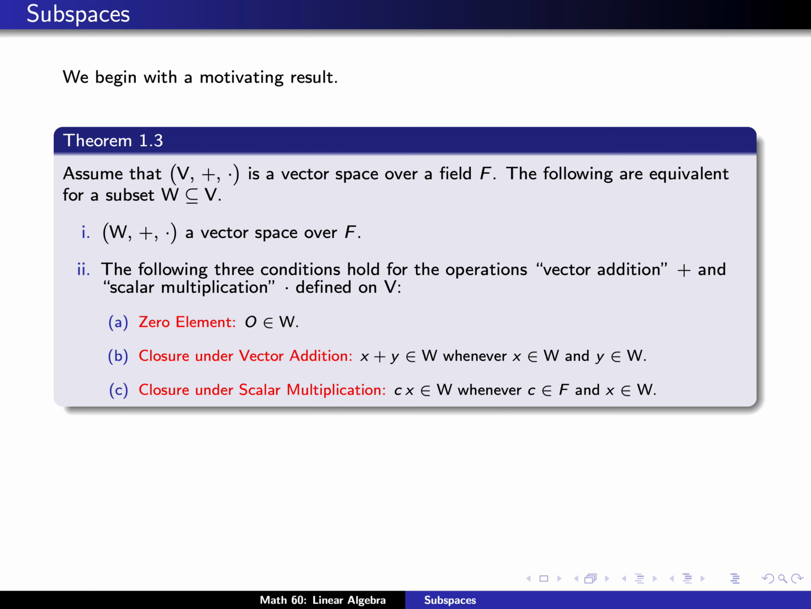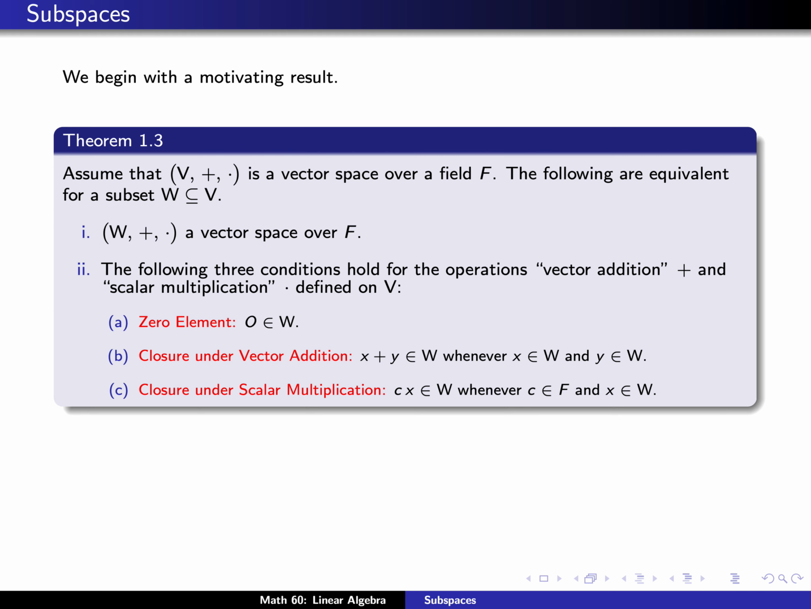Say that we already know that we have a triple, V, plus, and times, that is a vector space. Then I'll give a new way of showing that a subset forms a vector space. My claim is that the following two statements are equivalent for any subset W of V. By subset, what we mean is every element of W is necessarily an element of V.